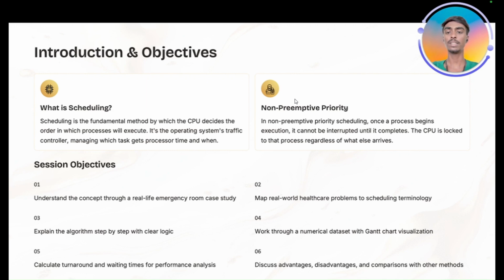Our main objectives in this session are to connect this concept with a real-life hospital emergency case, explain how the algorithm calculates turnaround time and waiting time, and discuss the pros and cons of this scheduling method.